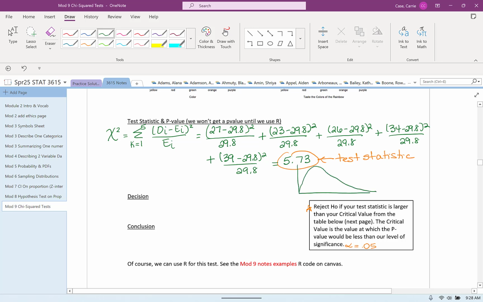So our chi-square distribution looks like this. It's a skewed distribution on the x-axis. And I'm going to mark the x-axis starting at 0, 1, 2, 3, 4, 5, 6, 7, 8, 9, 10, 11, 12. All right, so 5.73 is right around here. So this is our p-value. And we don't really know if that's big or small because we haven't been working with the chi-square distribution.